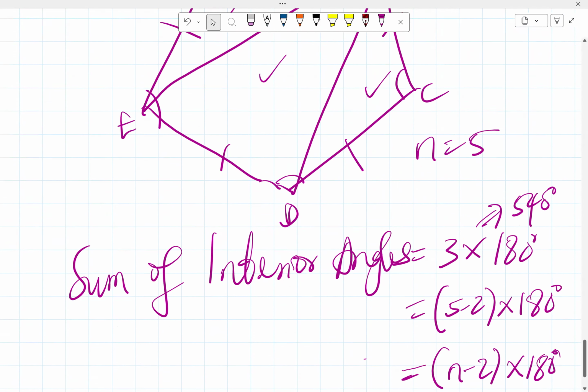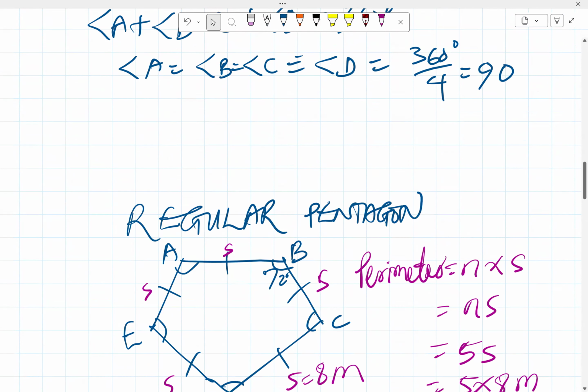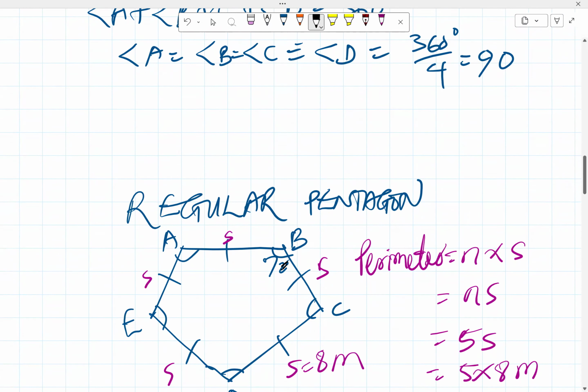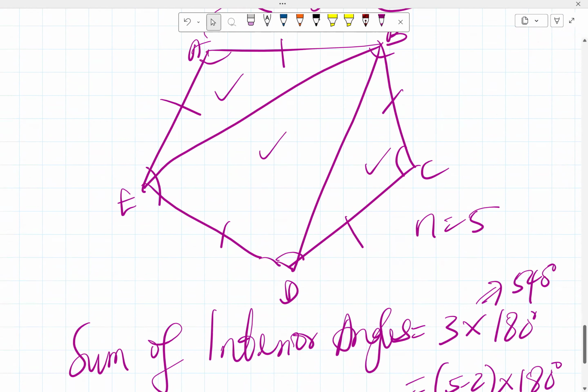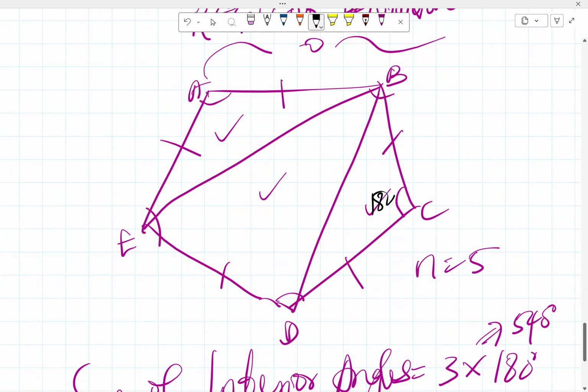So it means each of the angles is 180 degrees. I know I made a mistake here before. Should be 180 degrees. So this is 180 degrees. So for this same one now, each angle here is 180 degrees.